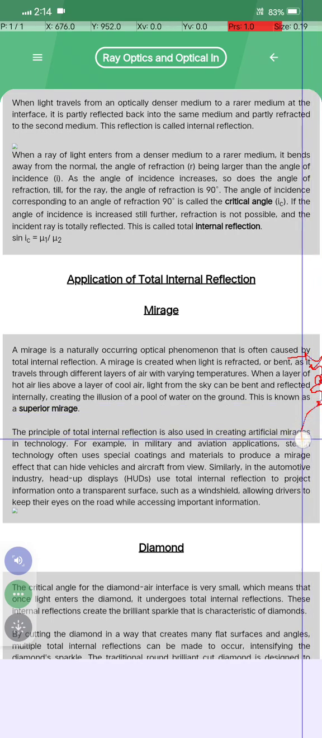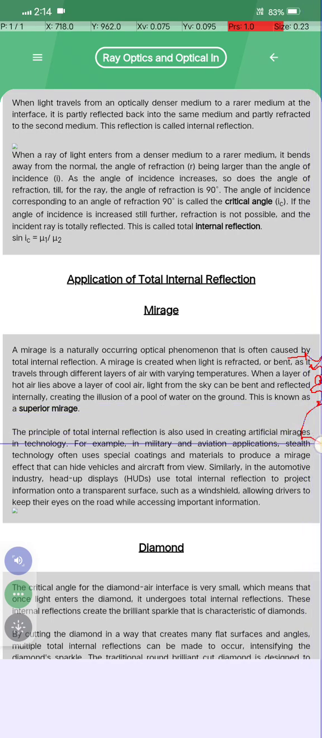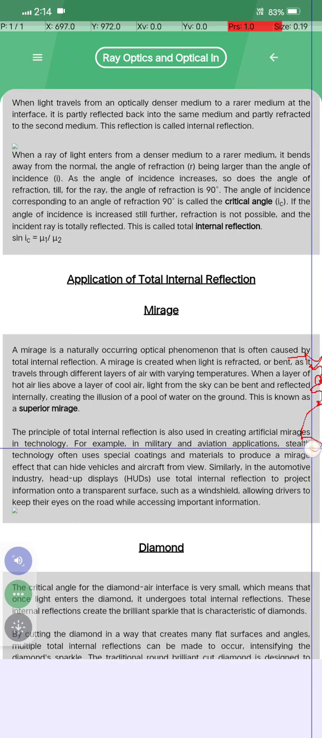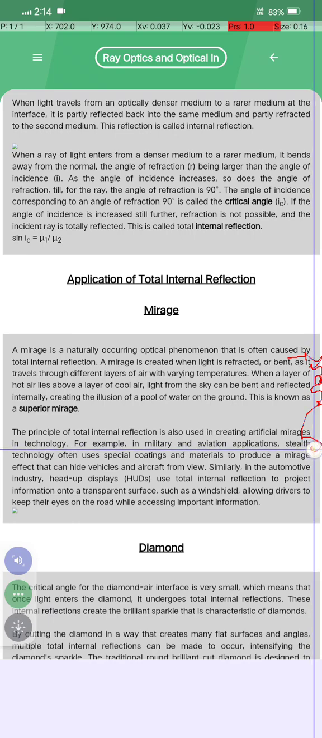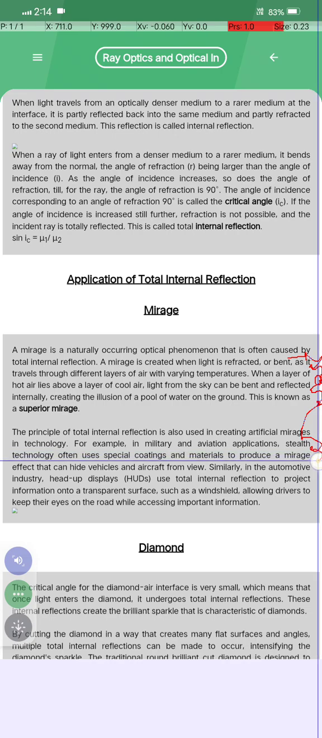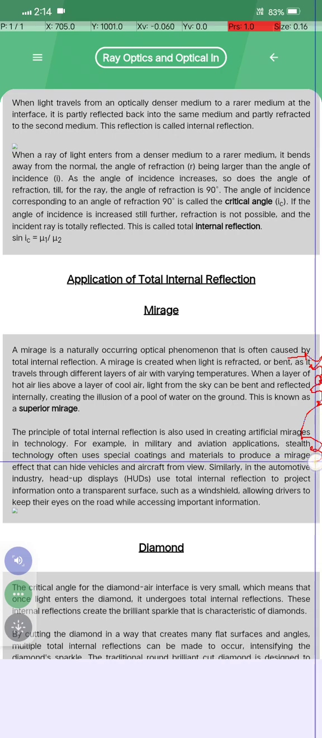The principle of total internal reflection is also used to create artificial mirages in technology. For example, in military and aviation applications, satellite technology often uses special coatings and materials to produce the mirage effect, which can hide vehicles and aircraft from view.